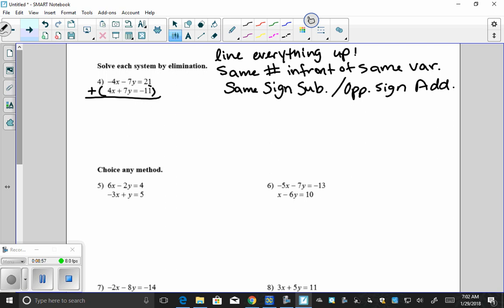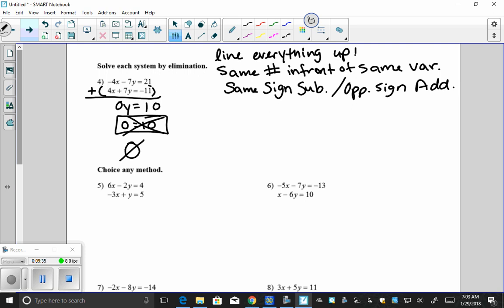Negative 4x plus 4x is 0x. Don't have to write it, so I can just go away. Negative 7y plus 7y is 0y equals 21 plus negative 11 is 10. And you get 0 equals 10. 0 cannot equal 10, so your answer is no solution.